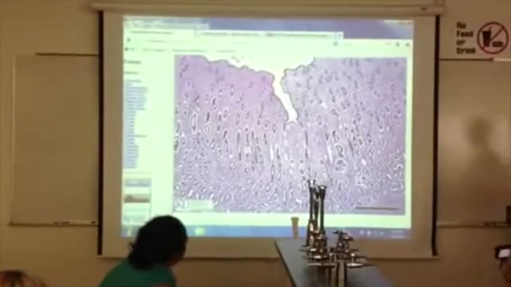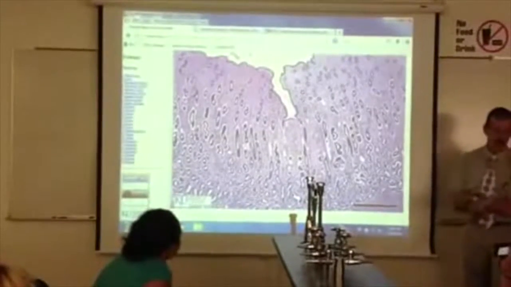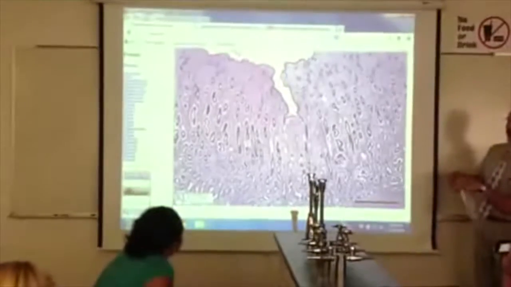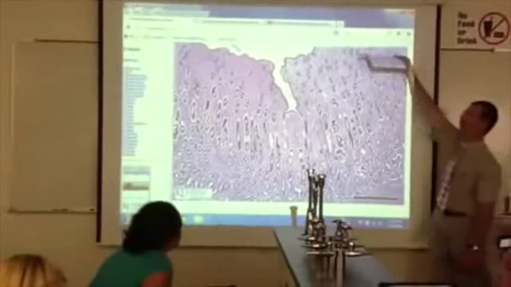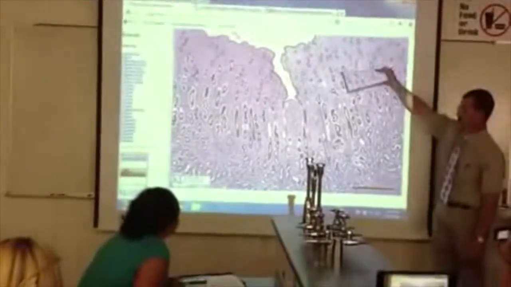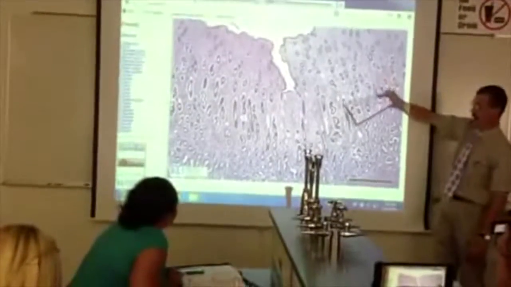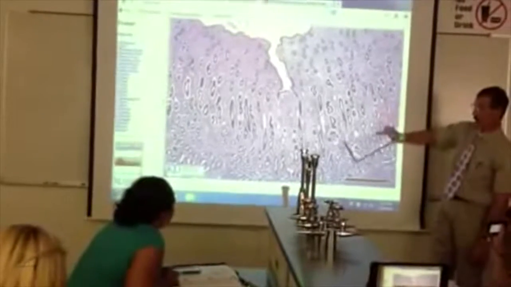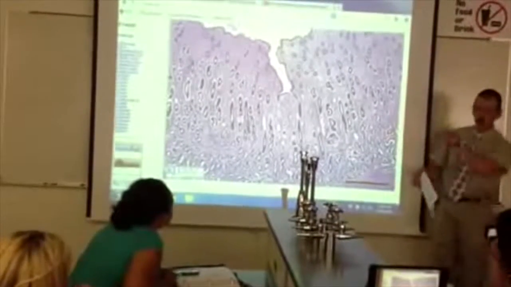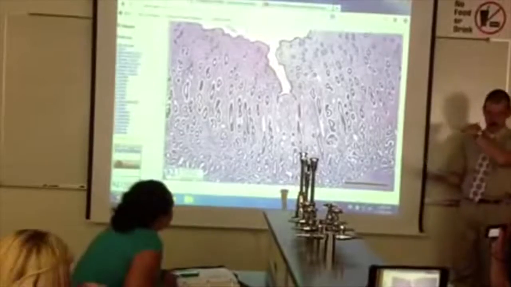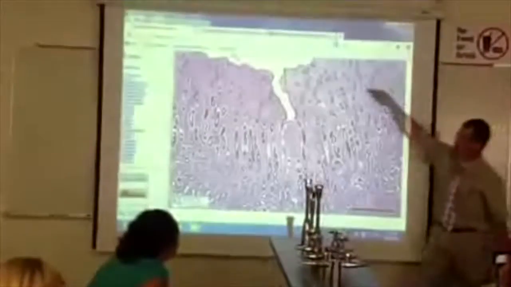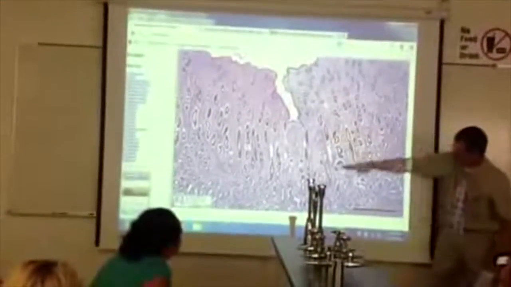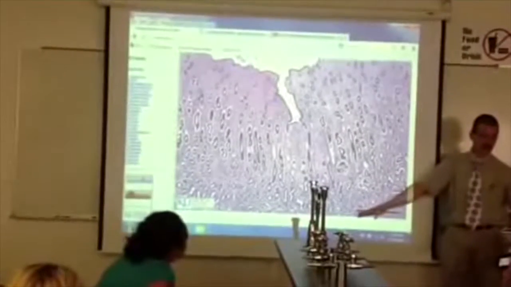Can you see a difference? Would the functionalis be towards the lumen? And the bottom part would be the stratum basale. You're saying that's the stratum basale? Yes. So there's no line in the sand. It's not like in skin where you just draw a line, but you can tell that this part looks different than this part in terms of density and shape.